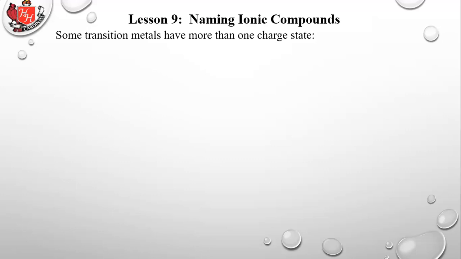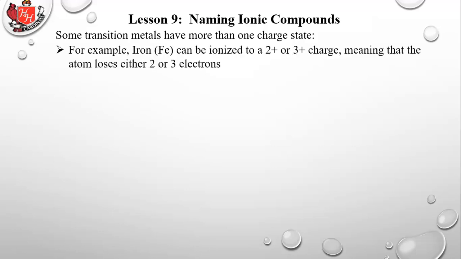Some transition metals have more than one charge state, and you can find that on your charge numbers by ion sheet or on your 60 common ions. For example, iron, Fe, can be ionized to a 2+ or 3+ charge, meaning that the atom either loses 2 or 3 electrons. Which one it is is not something you need to concern yourself with. Just understand that it can take on more than one charge.